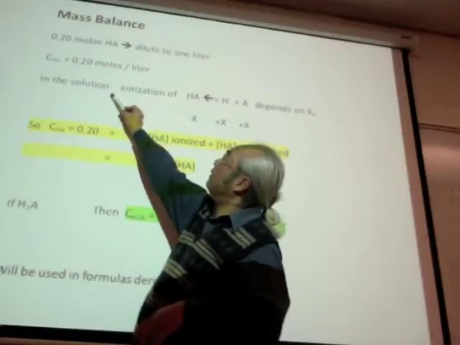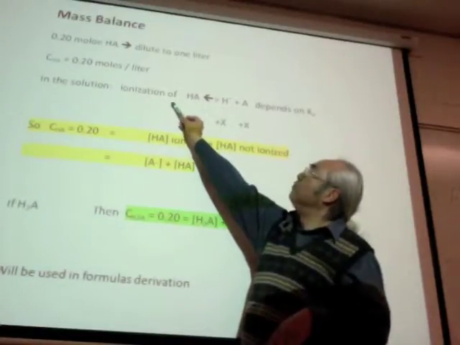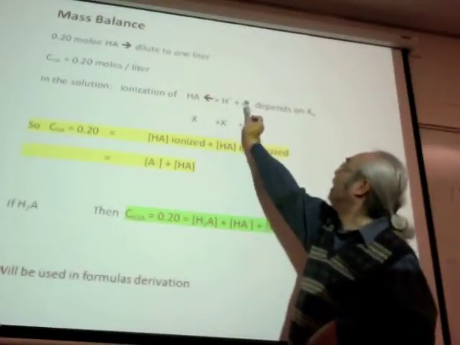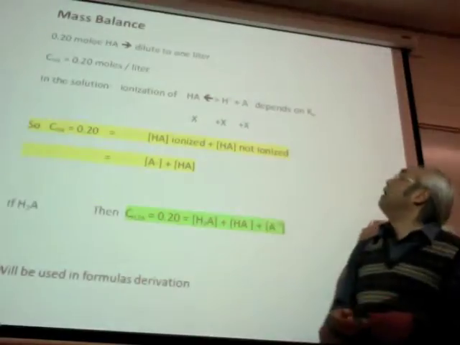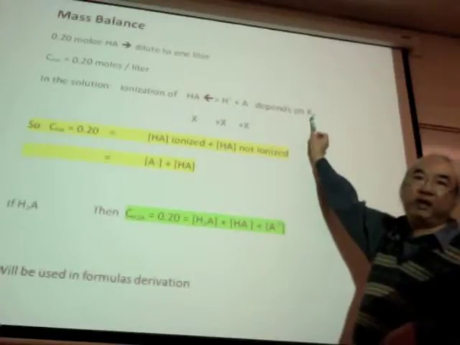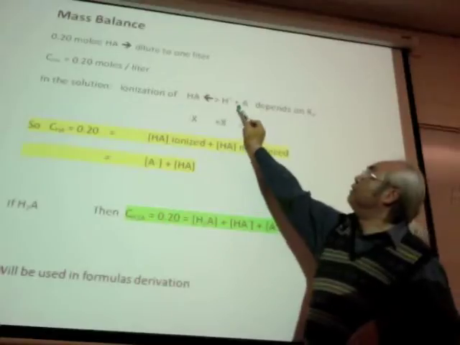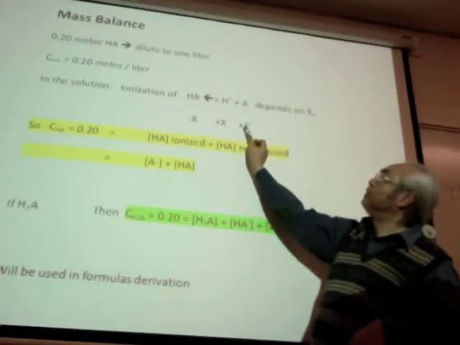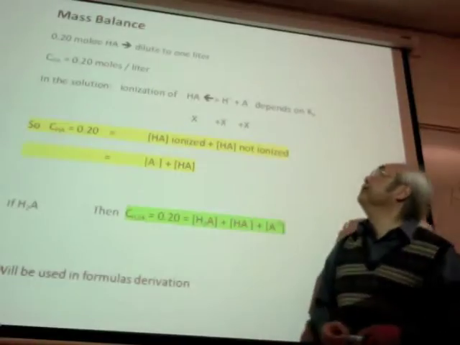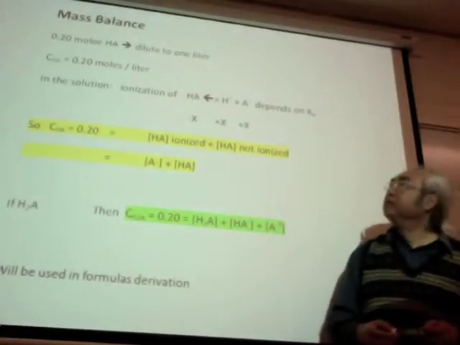But then what happened in the solution? Some of the HA will ionize. So for those that ionize, you will get these ions. The degree of ionization will depend on the Ka. The ionization indicates these two concentrations will be the same, and they come from 1 molecule of HA. So you get 2 ions from 1 molecule.